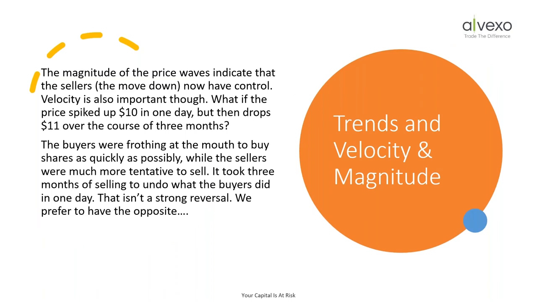Velocity is also important, though. What if the price spiked up $10 in one day, but then drops down $11 over the course of the next day or 3 months? The buyers were frothing at the mouth to buy shares as quickly as possible, while the sellers were much more tentative to sell. It took 3 months or three candles, or, you know, it depends on what time frame you look, for the selling to undo what the buyers did in one day. That isn't a strong reversal. We prefer to have the opposite.